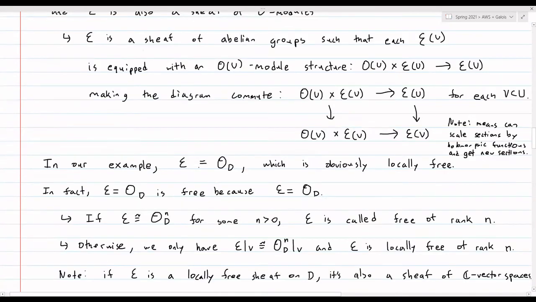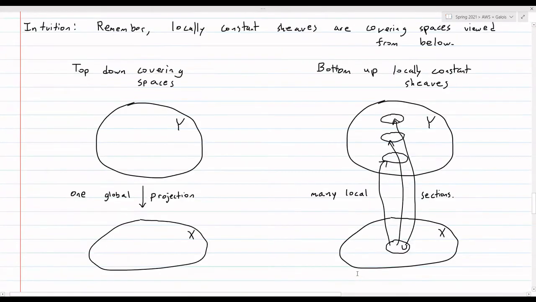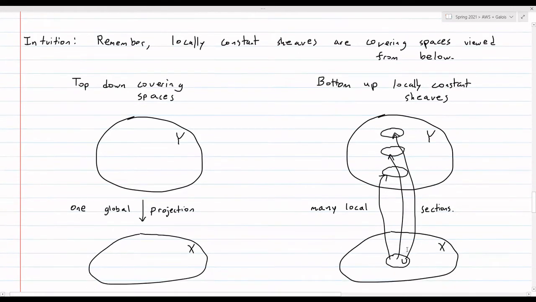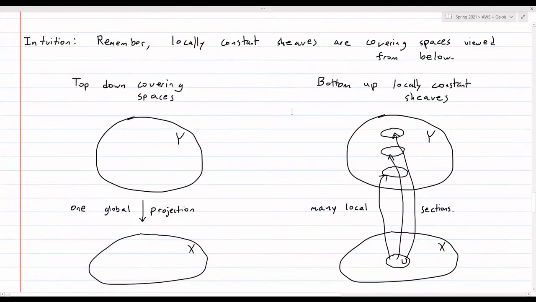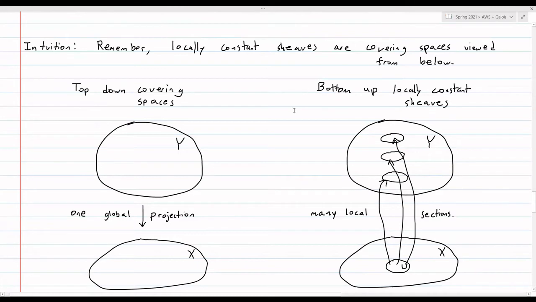Yeah, so that's a lot of definitions. And now I want to talk about intuition. So remember that locally constant sheaves are covering spaces viewed from below. This is what I said last time. The top-down perspective is covering spaces, and here you have covering space Y and one global projection that goes down and covers X. And the bottom-up perspective is locally constant sheaves. Here you have a base space X, and you're forgetting about what Y is, but you have many local sections. So the point of the bottom-up approach is to forget about the total space Y and just work with all of the local sections. And if you have the information of all of the local sections, then that gives you essentially the same information as the entire covering space Y above. So that's the situation with locally constant sheaves and covering spaces.